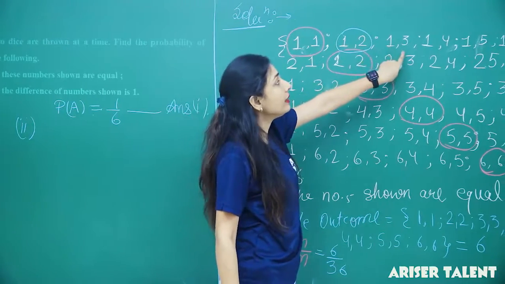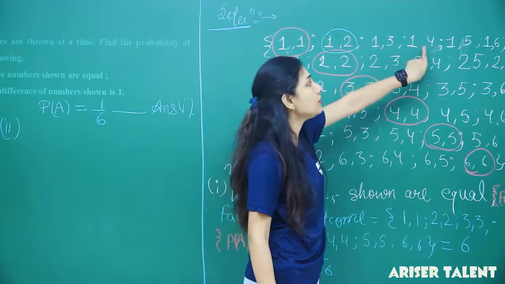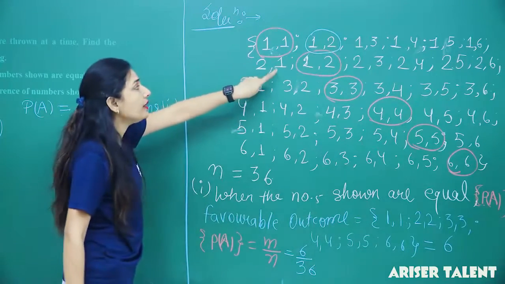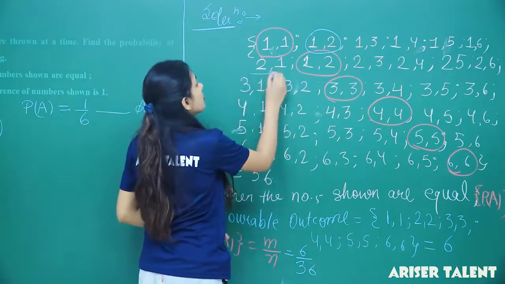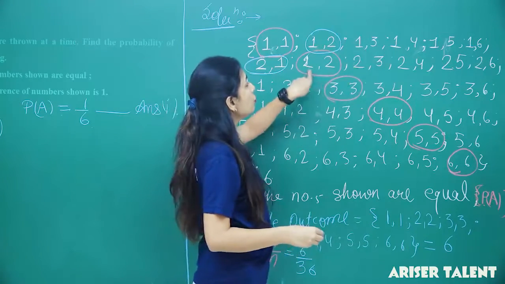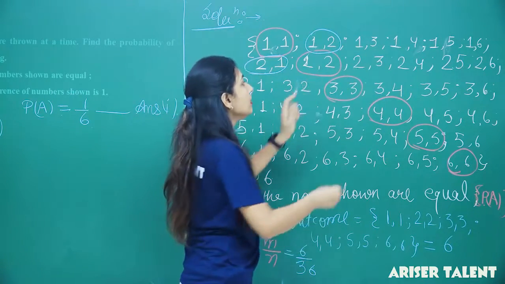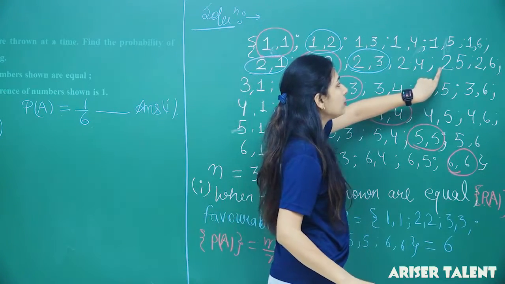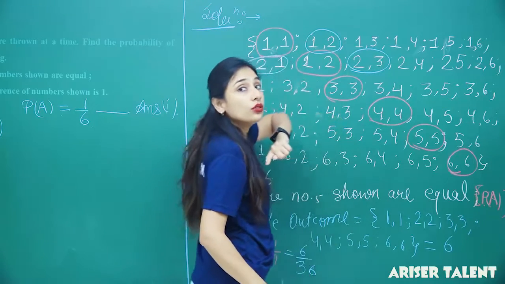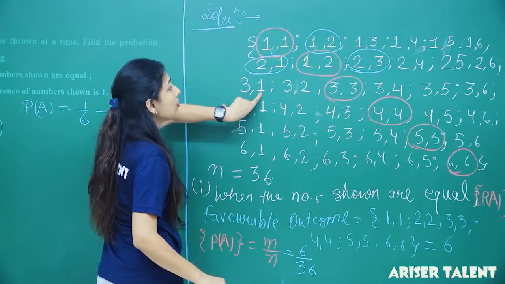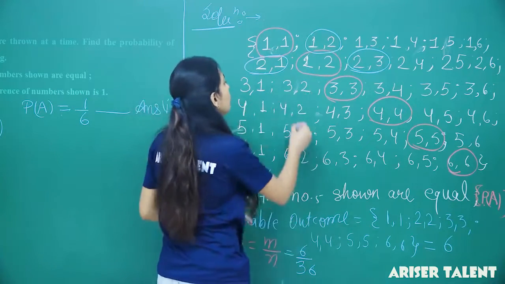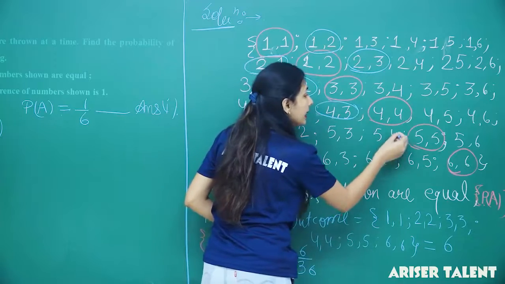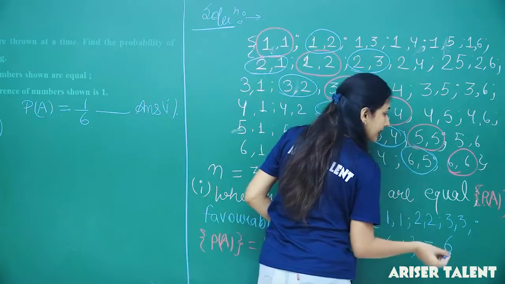Now 1, 3, difference is 2, no. Difference is 3, no. Difference is 4, no. Difference is 5, no. Okay. Now 2 and 1, difference is 1, right? This is the one. Similarly, 2 minus 2, 0, no. 3 minus 2, 1, yes. 2, 4 minus 2, 2, 5 minus 2, 3, 6 minus 2, 4. Now 3 minus 1, 2, no. 3 minus 2. Similarly students, you can find out that only these are the ones.